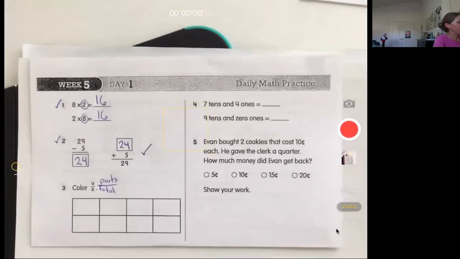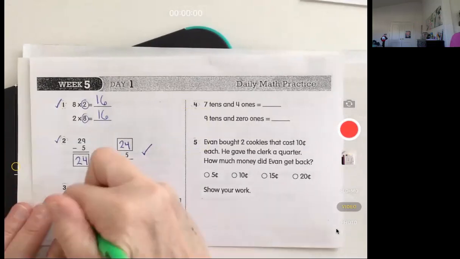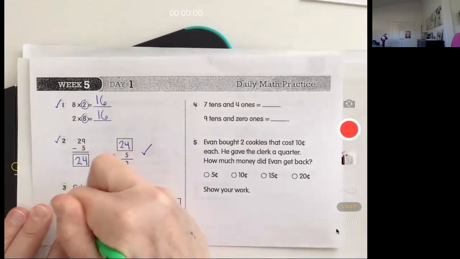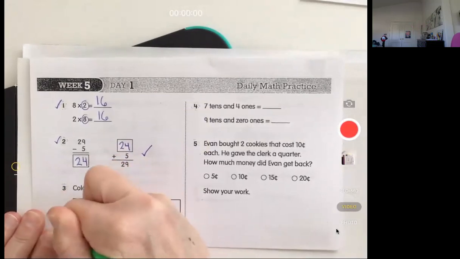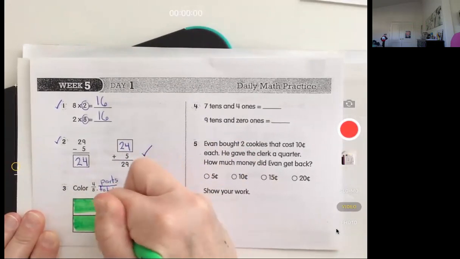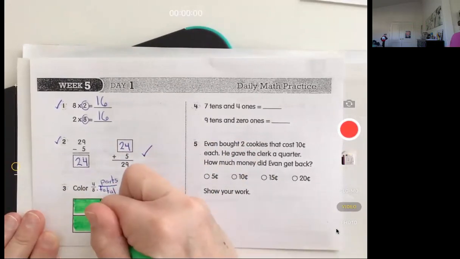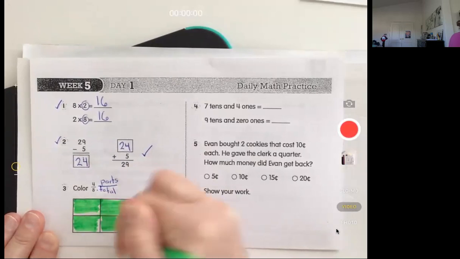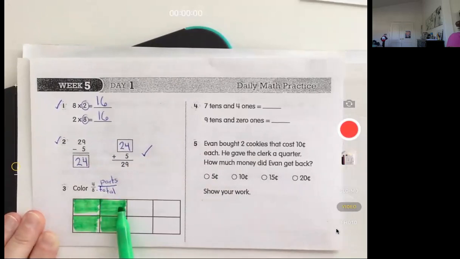So let's go ahead and color in 4. You could have colored in any 4 pieces. They don't need to be the same as mine, but there do need to be 4 colored in. I'm going to do this 1, 2. And you could have used your pencil to shade. Okay, 1, 2, 3, 4.